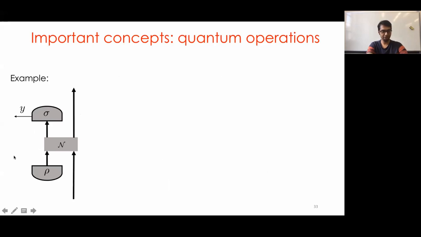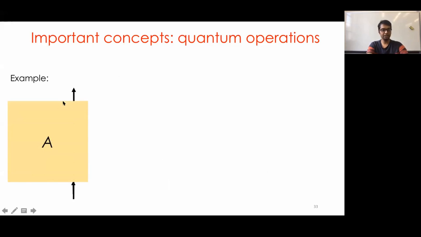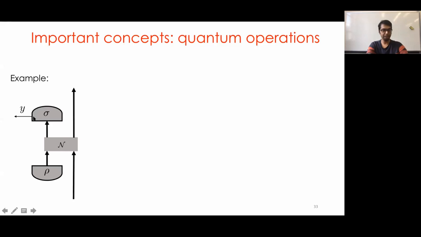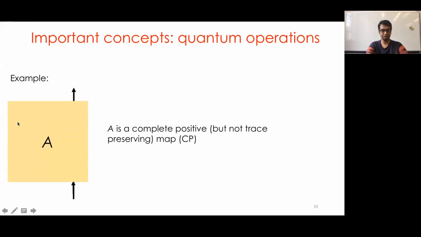The most general local operation can admit any combination of these three operations. So this is a particular example. You can see the output quantum system here: the overall operation A is not deterministic because the output quantum state is conditioned on this measurement outcome. So the trace preserving condition is not preserved. However, this local operation still respects complete positivity. So it's a CP map.